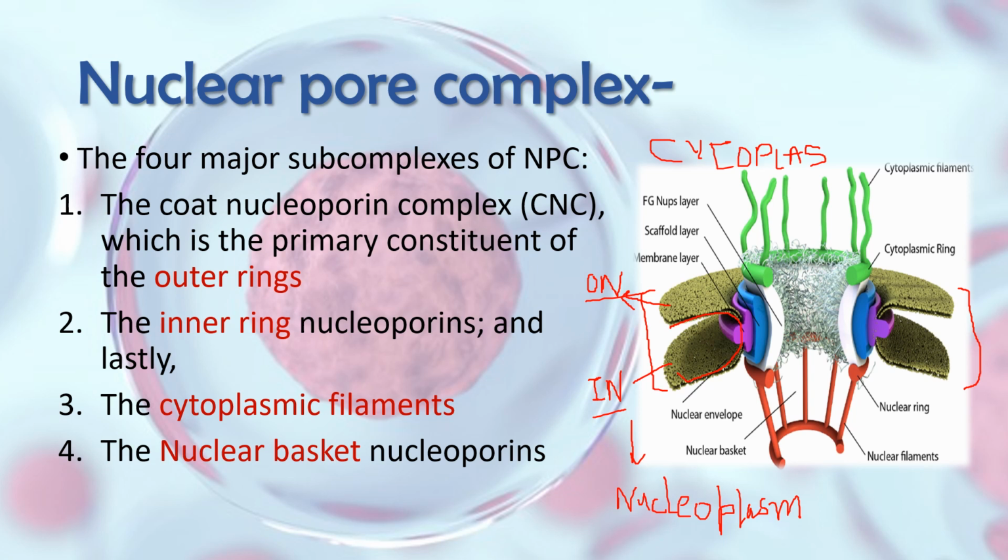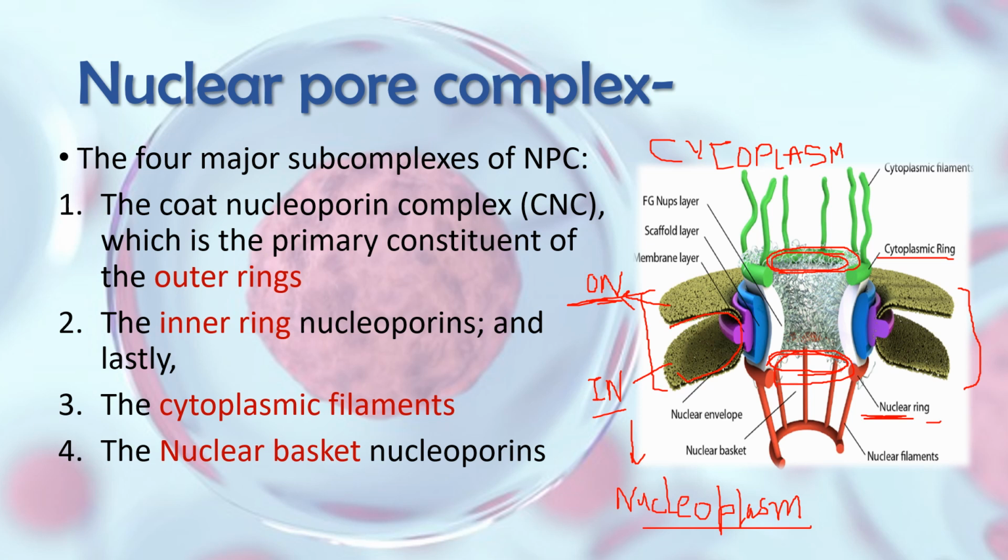You can see this ring, the first ring, and this one is the second ring. This green ring, or the annuli, is known as the cytoplasmic ring that is present on the outer nuclear membrane and faces toward the cytoplasm. Now this red ring is present at the nucleoplasm, at the inner side of the nucleus, and this ring is known as the nuclear ring or nuclear annuli.